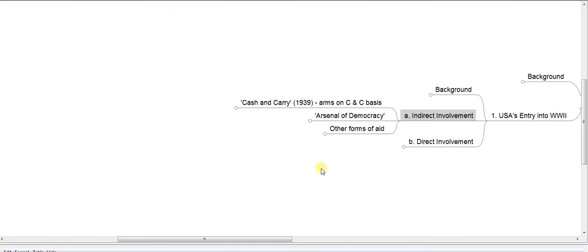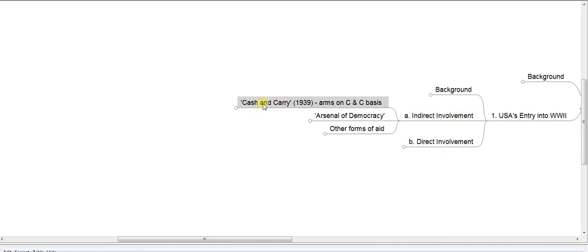Firstly, there was the cash and carry basis. Even though the Neutrality Act was signed 2 years earlier, the Americans decided that they could sell arms to countries like Britain and France on a cash and carry basis.